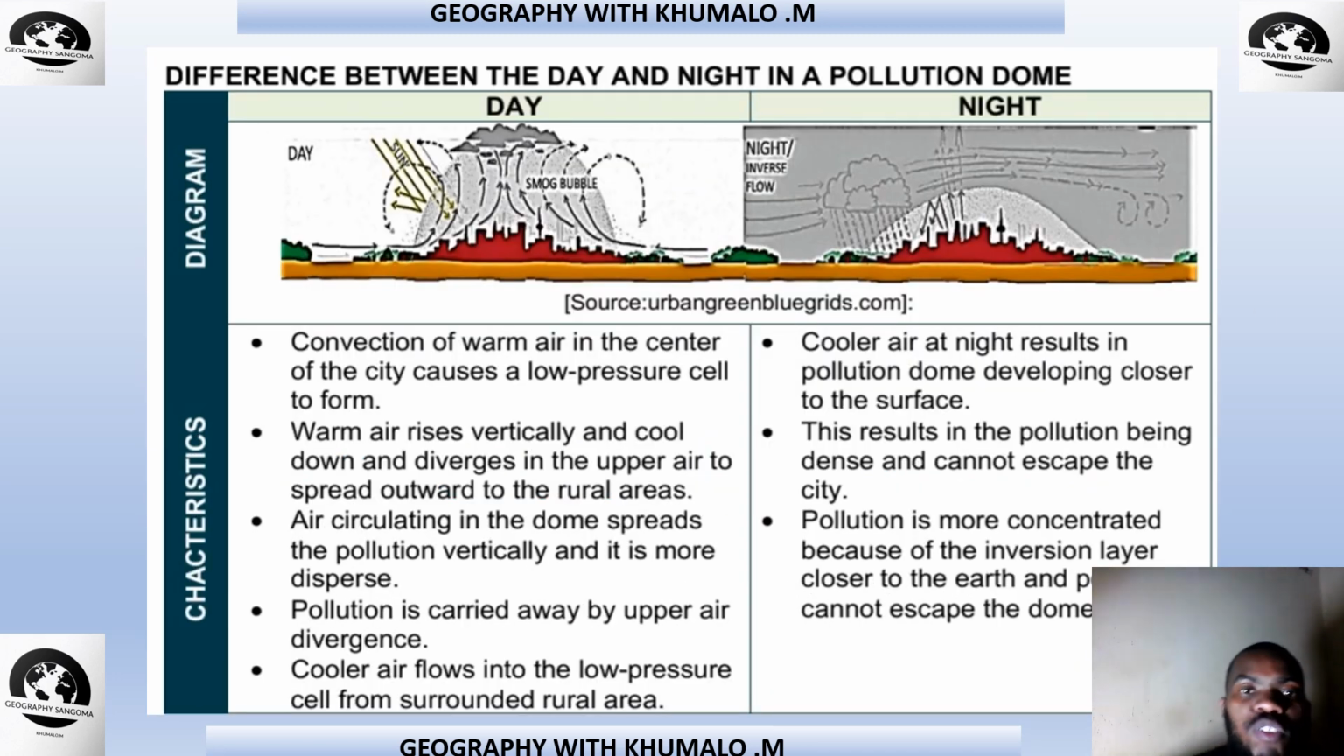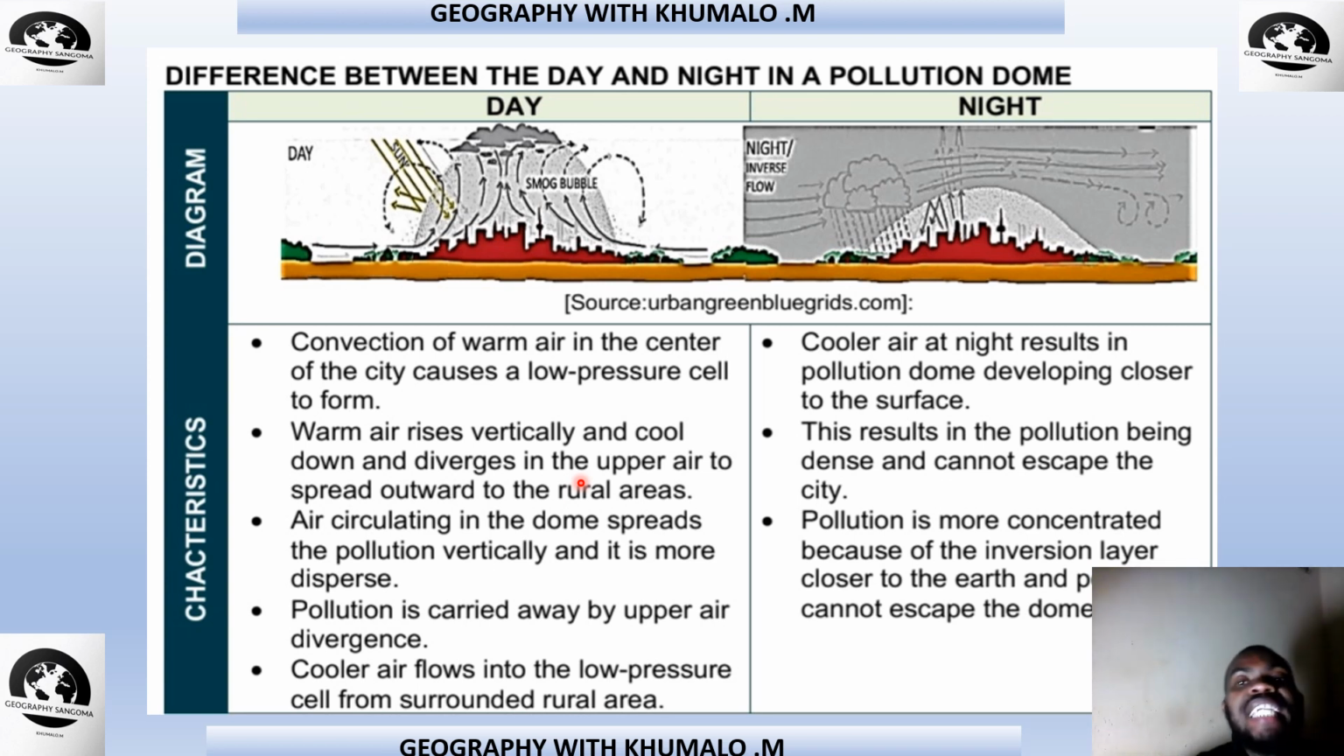And then grade 12, we look at the difference between the day and night in a pollution dome. Now, during the day, the convection of warm air in the center of the city causes a low pressure cell to form. So there will be a low pressure cell that forms due to convection of warm air. The warm air rises vertically and cools down and diverges in the upper air to spread out to the rural areas. So simply what is happening is the same thing that is similarly happening in the urban heat island.